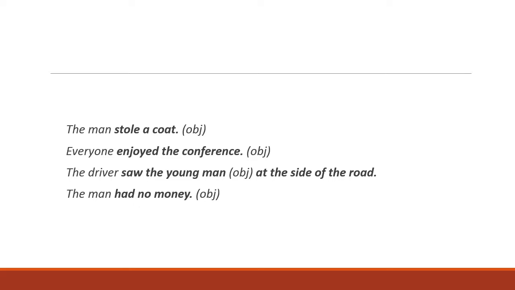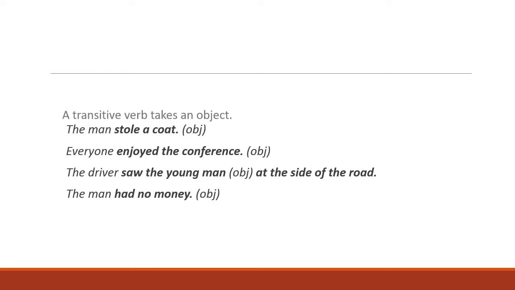For example, look at these sentences. 'The man stole a coat.' 'Everyone enjoyed the conference.' 'The driver saw the young man at the side of the road.' 'The man had no money.' Each of these sentences has a verb: stole, enjoyed, saw, had. But when you say 'the man stole,' it requires an object to complete the meaning of the sentence. The next question will be, what did he steal? He stole a coat. 'Everyone enjoyed.' What did they enjoy? They enjoyed a conference.